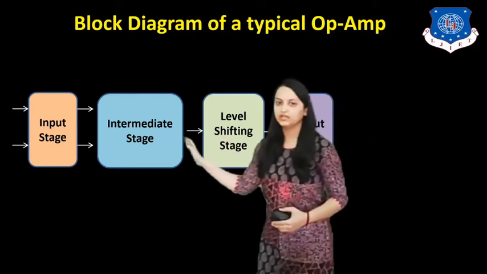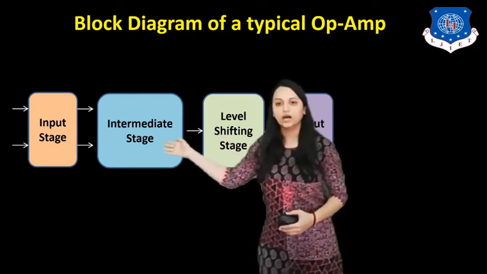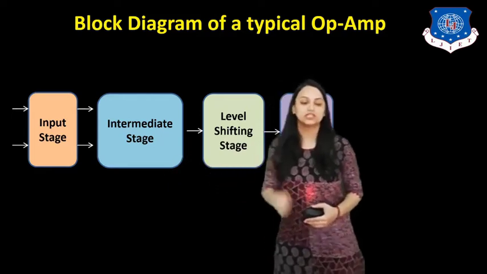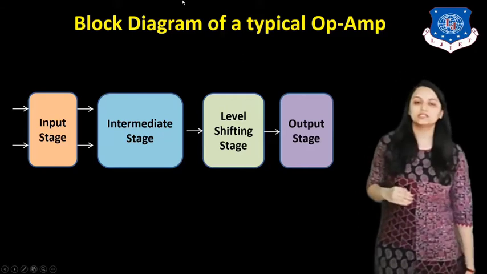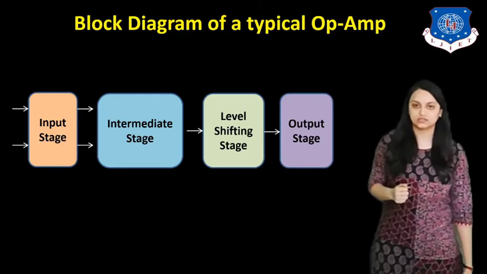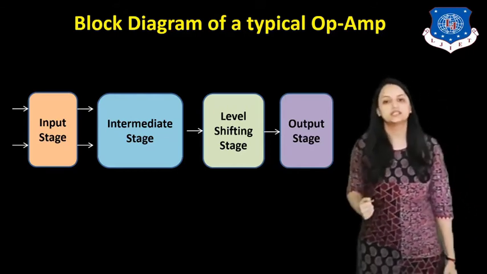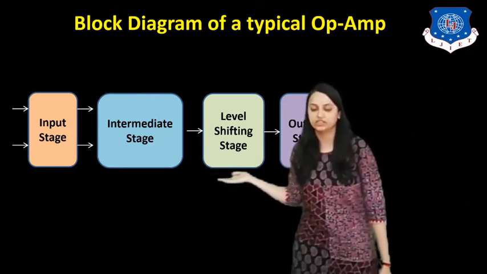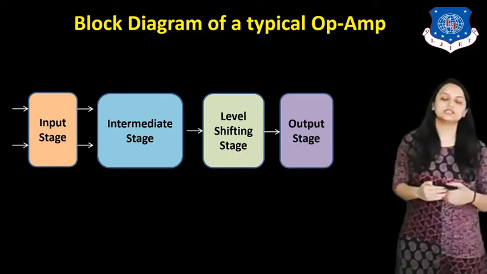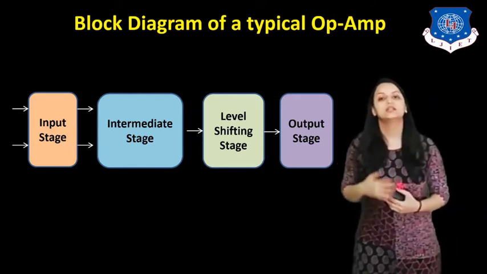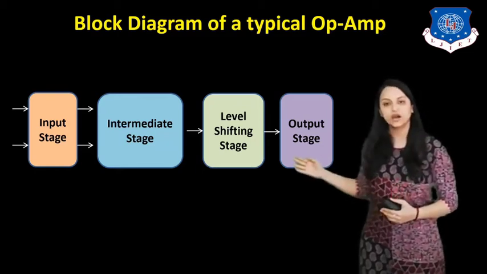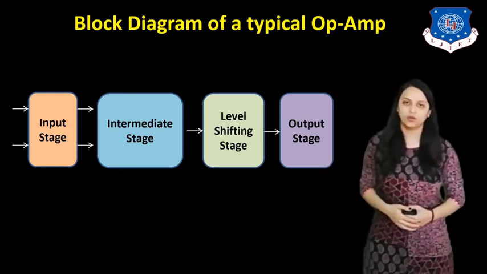So this is our intermediate stage, where the output of the input stage is given. At the intermediate stage, as the name suggests, different operations are performed on the received signals. When the amplification is done, the next block is the level shifting stage. In the level shifting stage, the operational amplifier is used to shift the level of the signal. That's why it is called the level shifting stage. And the last one is the output stage, from where the output is obtained.